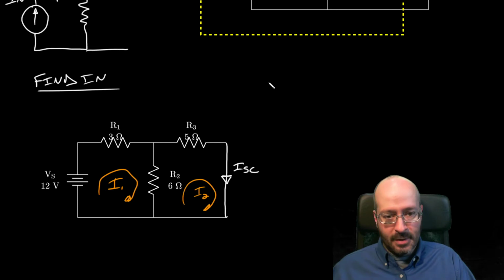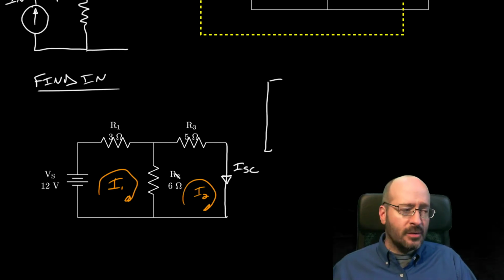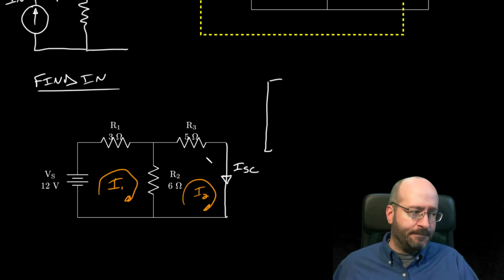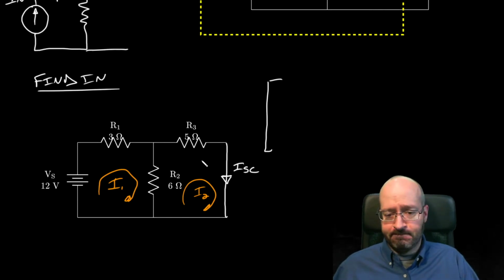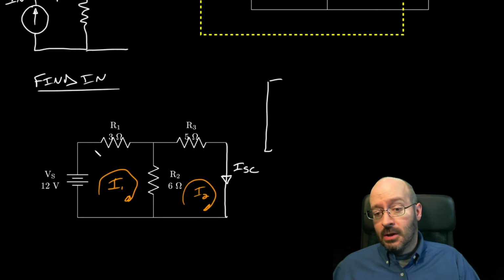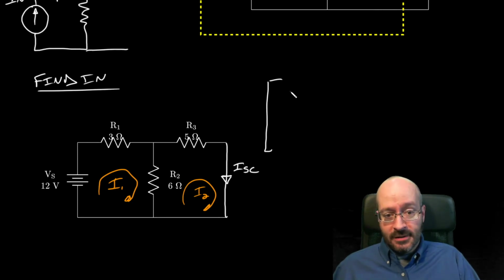Okay, I'm going to use mesh. I'm going to use the shortcut. It's going to be a 2x2. There's no current supplies, so it's all KVLs. We got I1 touches a total of 9. It shares 6 with I2. I2 shares 6 with I1. And it touches a total of 11.